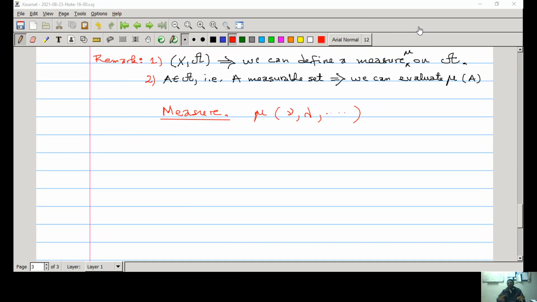Mu of the empty set is 0, and then additivity. Subadditivity now is if the sets are not disjoint. That is, if I compute the measure of A union B, where A and B are arbitrary, this measure will be less than or equal to the sum of the measures. You call it the subadditivity property. But it will be additive, that is equal, when the two sets are disjoint. So we are going to define this in our slide.